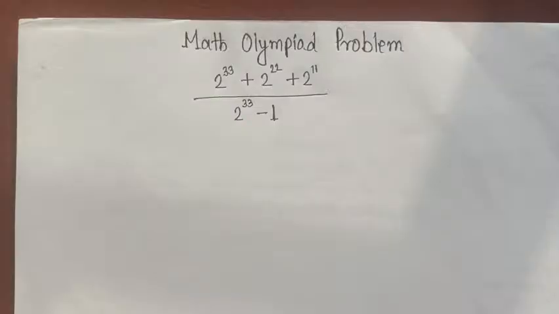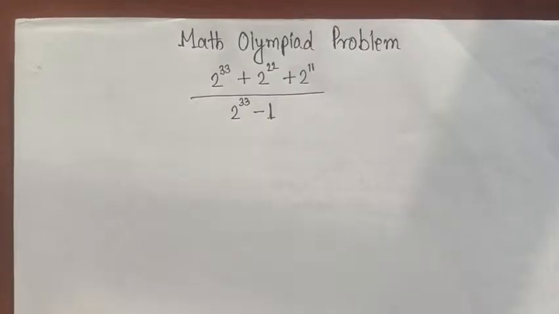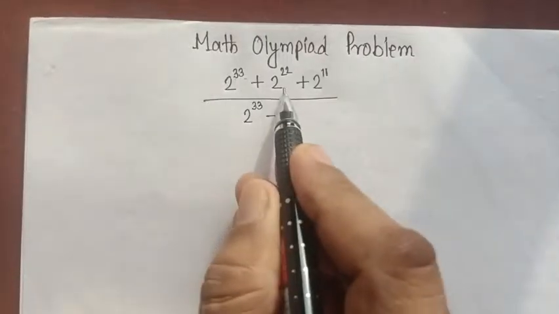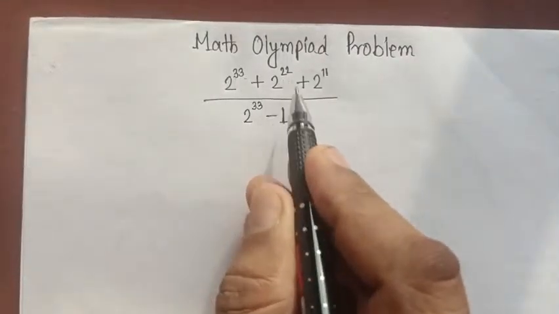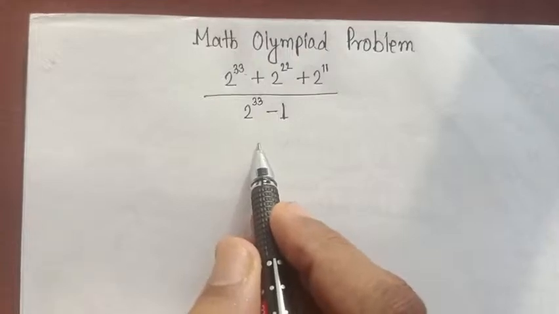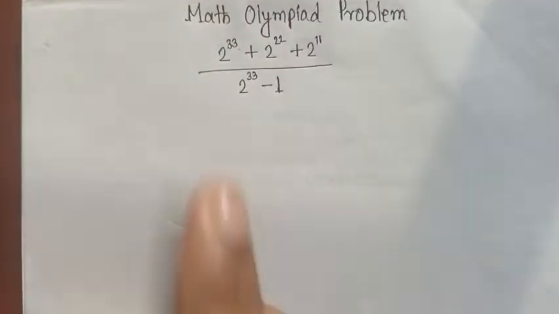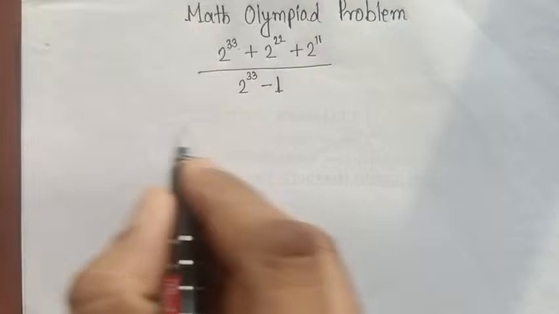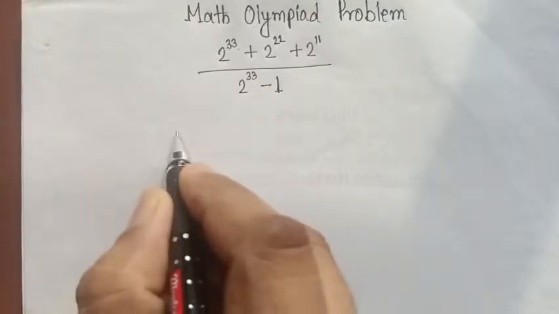Hello friends, hope you are doing well. Today we are going to solve or simplify an exponential equation like 2 to the power 33 equals to 2 to the power 22 plus 2 to the power 11 by 2 to the power 33 minus 1. So let's start to find out the solution.